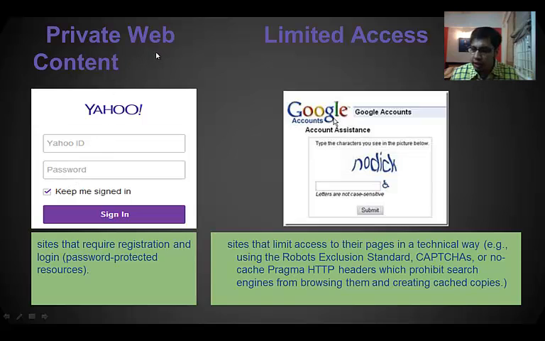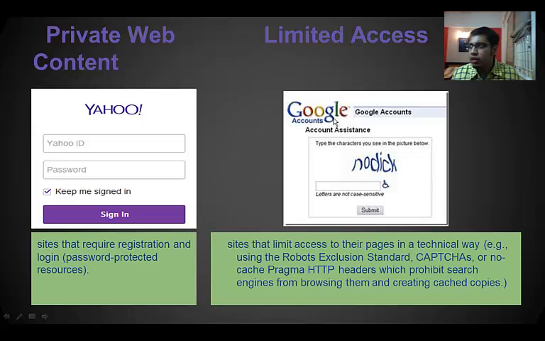The next part of the deep web is private web content and limited access content. Private web content is any site or any part of a site that requires an ID and a password to log in. This contains user-specific data which only the user with the correct credentials can access.